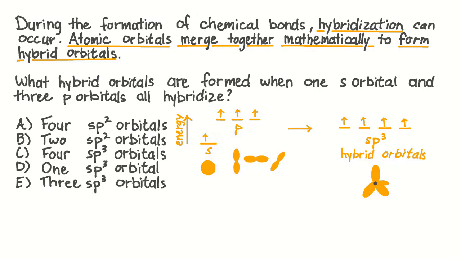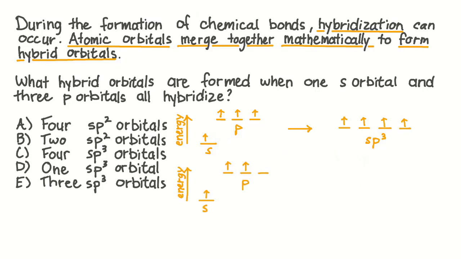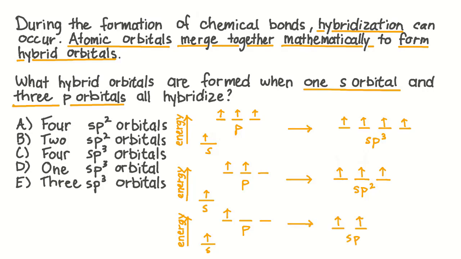We can start off with a different number of unpaired electrons to create different kinds of hybrid orbitals. Unpaired electrons in 1 s orbital and 2 p orbitals will hybridize to give us 3 sp2 orbitals. And unpaired electrons in 1 s and 1 p orbital hybridize to give us 2 sp orbitals. This question asks us which hybrid orbitals are formed when 1 s and 3 p orbitals hybridize. As we just saw, this will give us 4 sp3 orbitals, which is answer choice C.